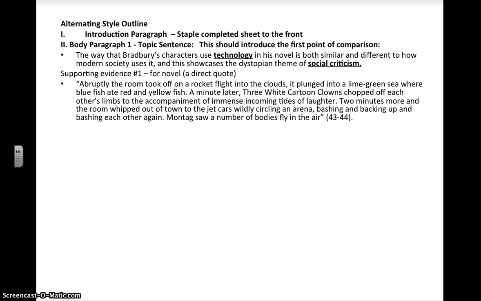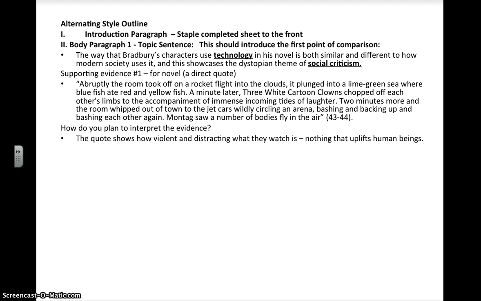If you're only going to look at differences, then you only want to say that. If you're only going to look at comparisons, then you want to say that. Then I have my direct quote from the novel. And as you can see, I have a longer quote. I don't know if I'll use the whole thing, but I put it there so that I know what it is, and I also put the page number at the end. This is a quote that talks a lot about the violence that's on TV. And so when I then begin to interpret the evidence on here, I say the quote shows how violent and distracting what they watch is, nothing that uplifts human beings.